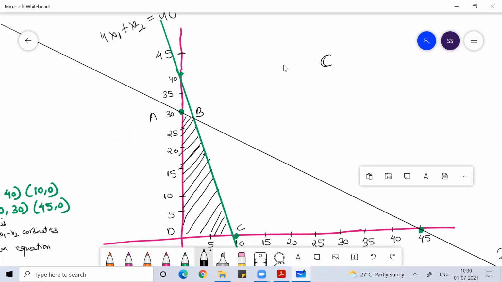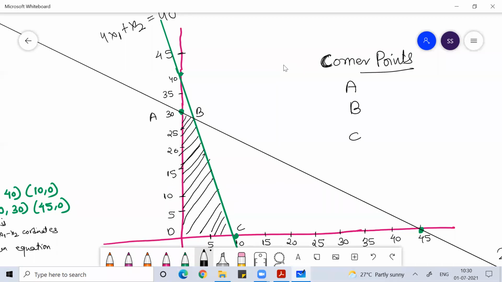Once you understood this is your region, you need to find the coordinates. We'll call them corner points. So you have corner points A, B, C, D. A would be 0, 30. Clear, everyone? What is D? D is 0, 0. What is C? C is 10, 0. Okay. And what is B?